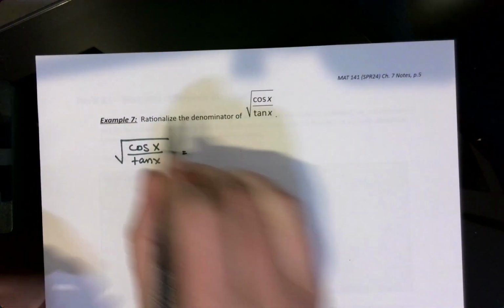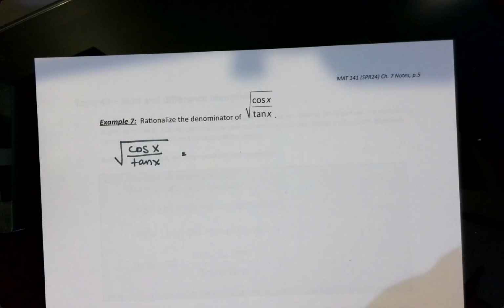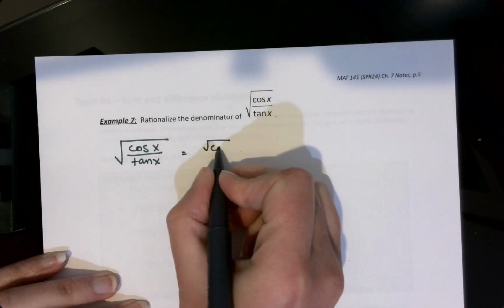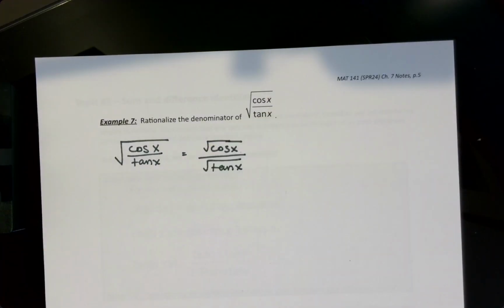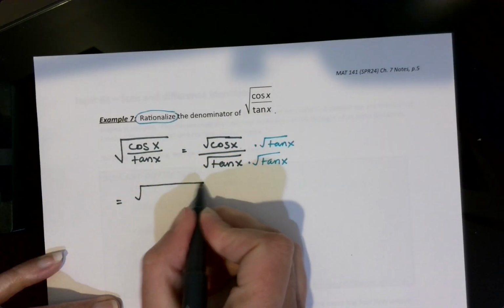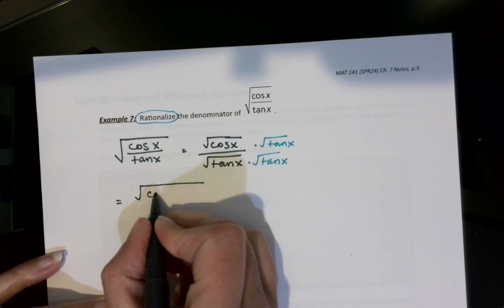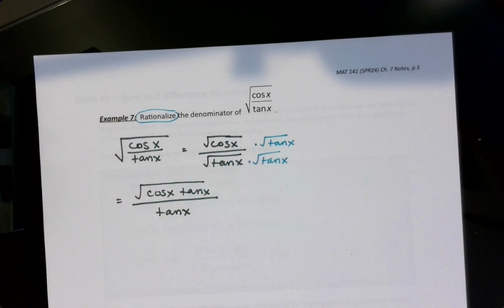But if I read just that word rationalize, it's going to lead me to this process. So I have the square root of cosine x tan x over tan x. Now, I'm going to continue on this. Tan x, using a basic identity, I know that tangent of x is equal to sine of x divided by cosine of x. So I'm hoping that there's going to be some additional opportunity to simplify here.